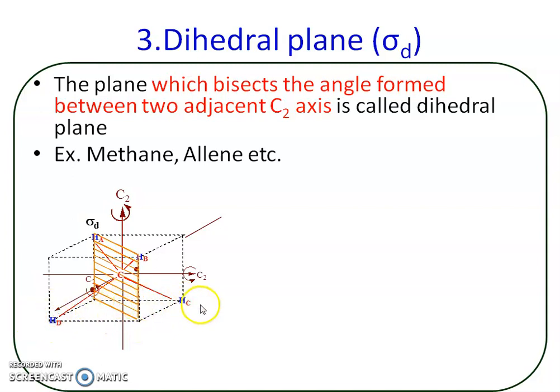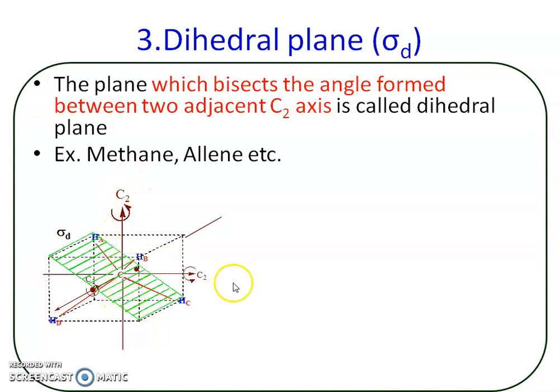So after reflection, the orientation of the molecule will remain the same. We get an equivalent structure, and therefore this is another dihedral plane. Consider this third dihedral plane, which is passing through hydrogen A, carbon, and hydrogen C. Now here this plane again bisects two C2 axes.